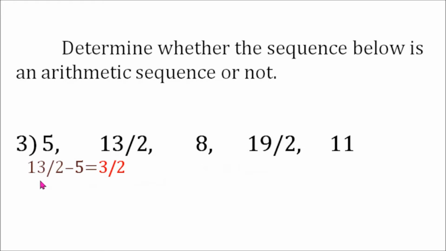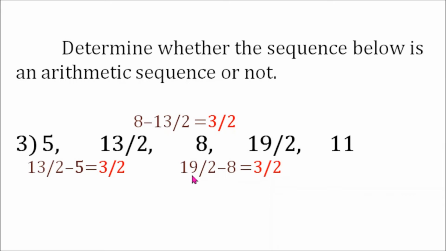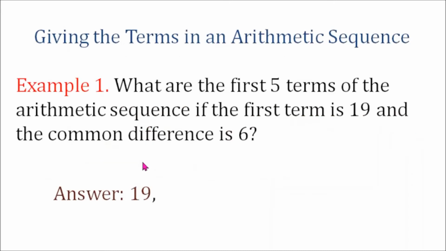Number 3, the sequence 5, 13 over 2, 8, 19 over 2, 11. So 13 over 2 minus 5 equals 3 over 2. 8 minus 13 over 2 equals 3 over 2. Then 19 over 2 minus 8 is also equal to 3 over 2. And 11 minus 19 over 2 is also 3 over 2. So meaning to say there is a common difference and it is an arithmetic sequence.